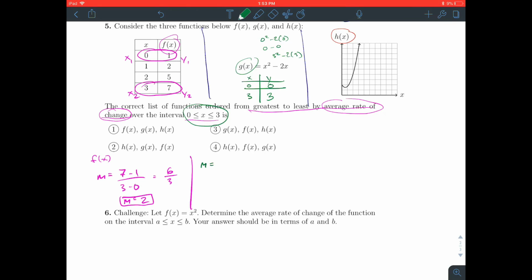So that's pretty remarkable that both of these x and y values matched. But the math proves it. So we have y2, x2, y1, x1. So you have 3 minus 0 divided by 3 minus 0. We get m is equal to 3 over 3. And any number divided by itself is 1.